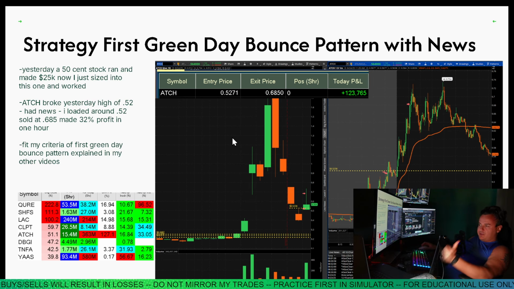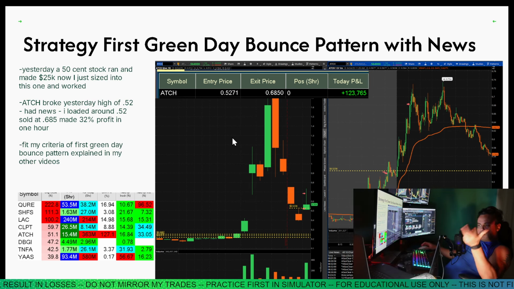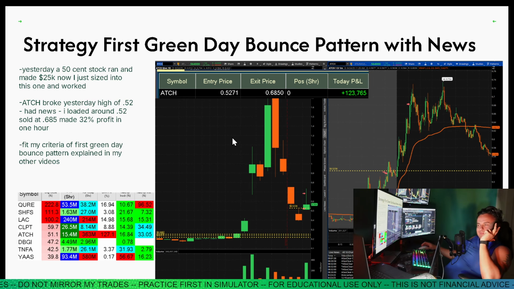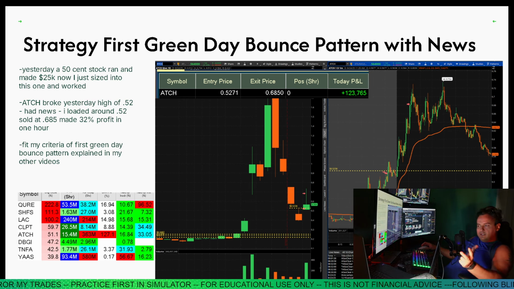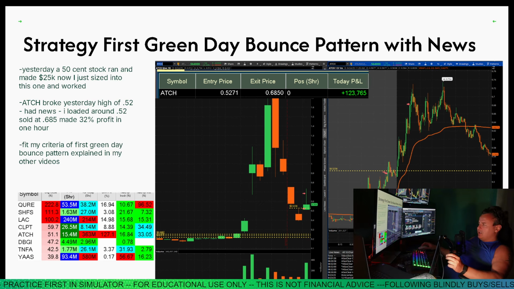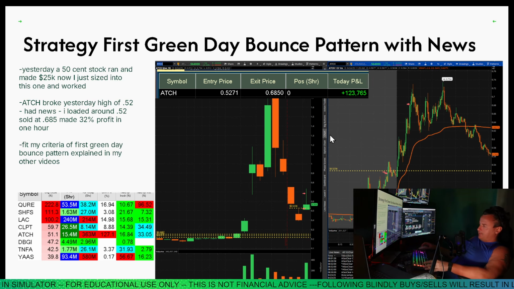This is a first green day bounce with news that was also in the price range where tickers under this price range are hot. So ATCH broke yesterday's high of 52, had news. I loaded around 52. I sold at 68.5, made 32% profit in about an hour. It fit my criteria for a green day bounce.